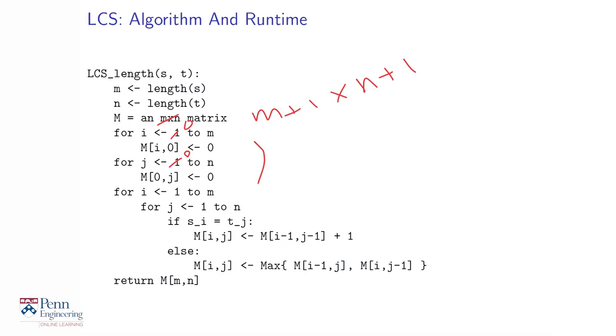If S[i] does not match T[j], then M[i,j] is the maximum you get out of two possibilities, either dropping the last symbol of S or dropping the last symbol of T. This is from dropping the last symbol of S, and this is from dropping the last symbol of T in the subproblem we are considering. So we compute in this manner and we return the value at the location M[m,n].